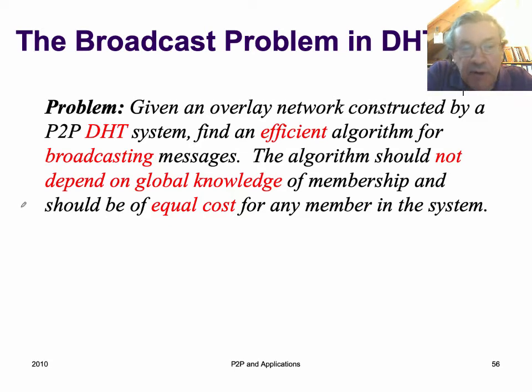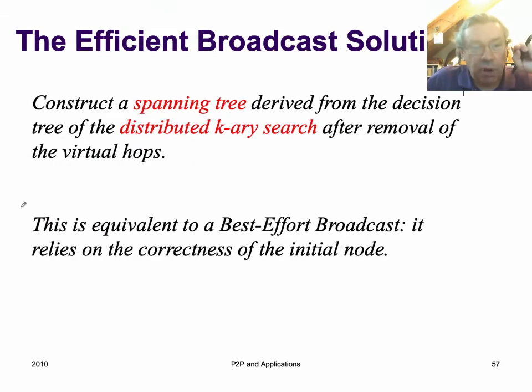So the problem is, given an overlay network constructed by a peer-to-peer DHT system, find an efficient algorithm for broadcasting messages. The algorithm should not depend on global knowledge of membership and should be of equal cost for any member in the system. So how do we do broadcast?